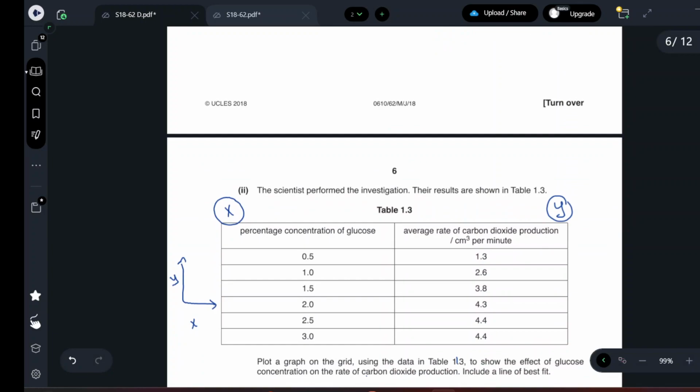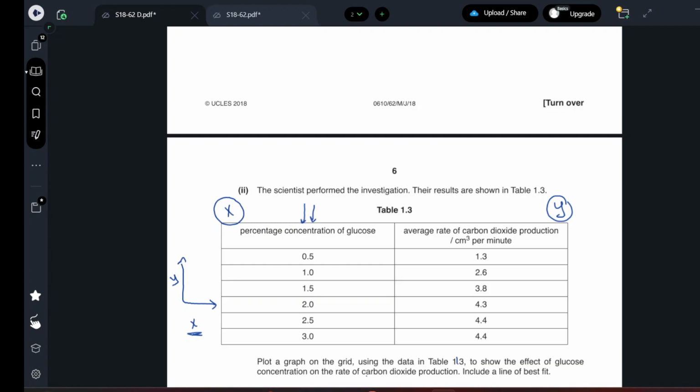Okay, the scientists performed their investigation. Their results are shown. As a rule, the independent variable on the left side is placed on the x-axis. The dependent variable on the right side, which are the results you are measuring, is placed on the y-axis. The first step is to put the labels on the x and the y. Plot a graph and include a line of best fit.